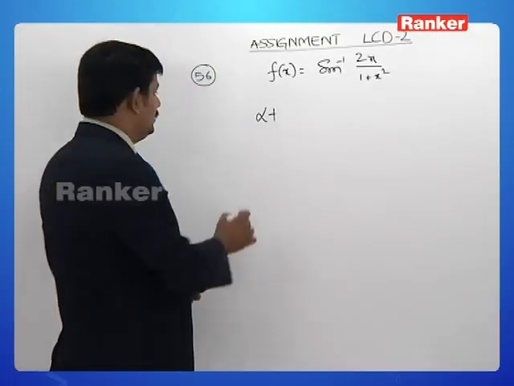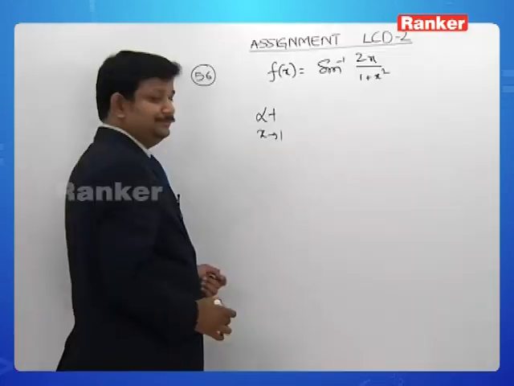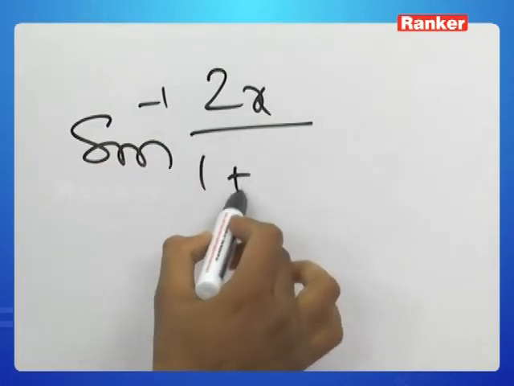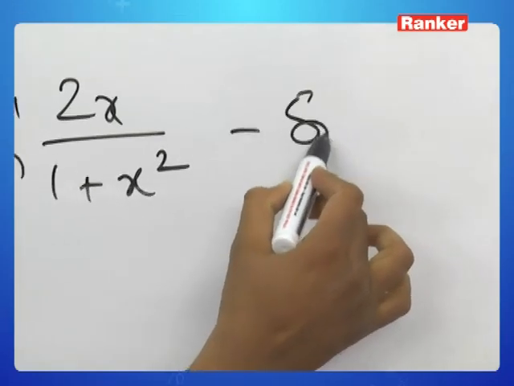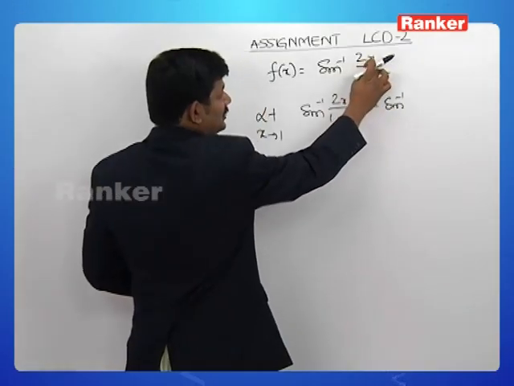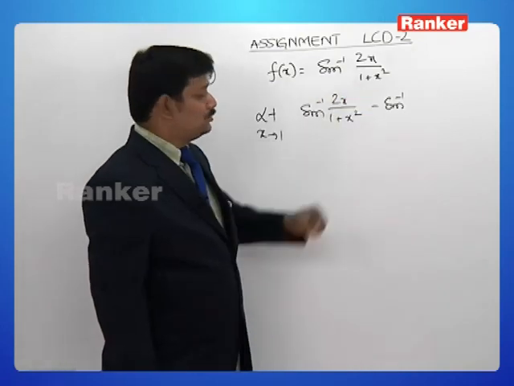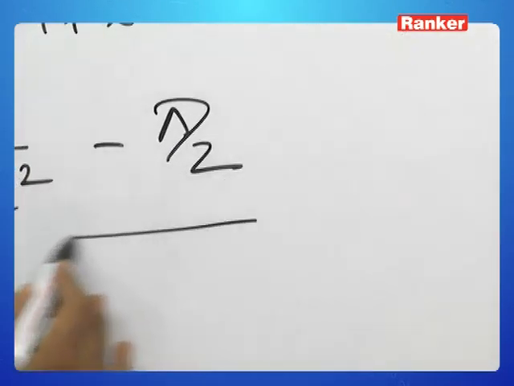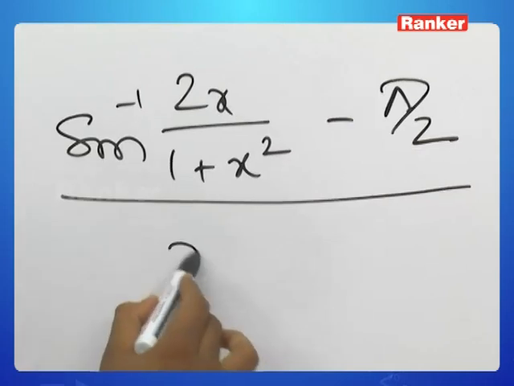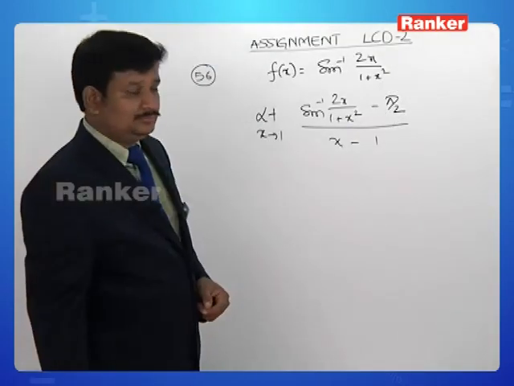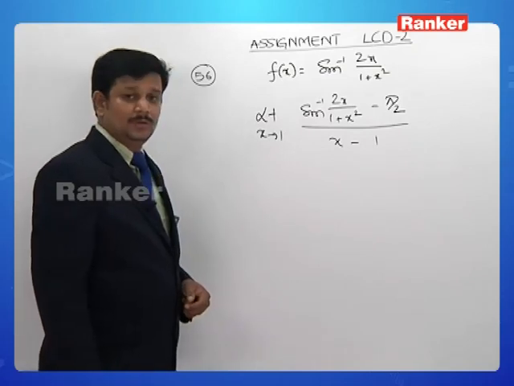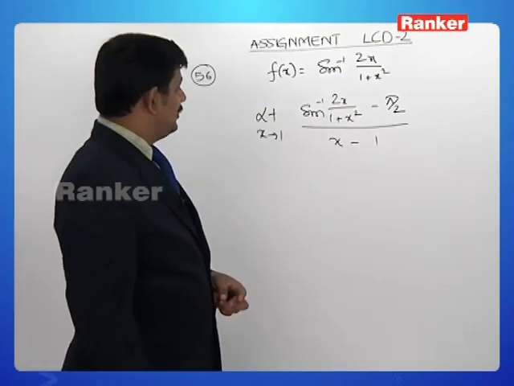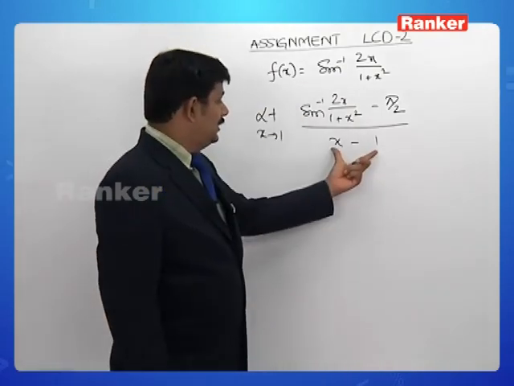Let us evaluate limit x extending to 1, f of x minus f of 1 divided by x minus 1. Sin inverse of 2x by 1 plus x square minus sin inverse of f of 1, replace x with 1, 2 by 2 which is 1, sin inverse of 1 is pi by 2, divided by x minus 1. To evaluate this limit, sin inverse of 2x by 1 plus x square minus pi by 2 divided by x minus 1.